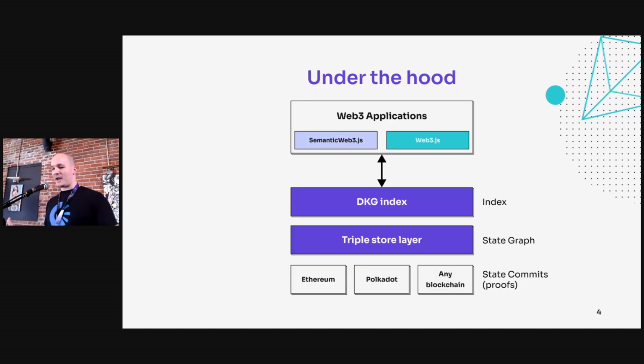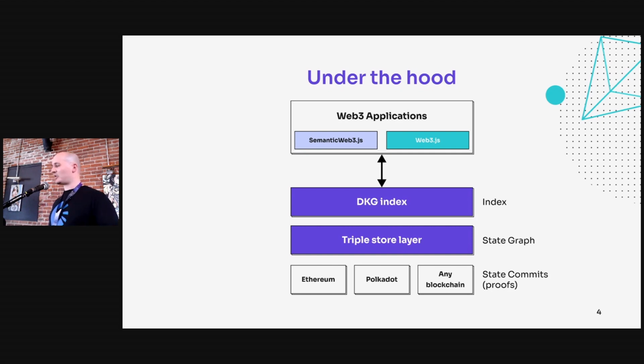So how would this actually work? If you're building a Web3 app, you would basically have Web3.js, would have Semantic Web3.js in your app, loading in, let's say, index.html. I'm actually going to show, I believe, a kind of ugly app very soon that does this.